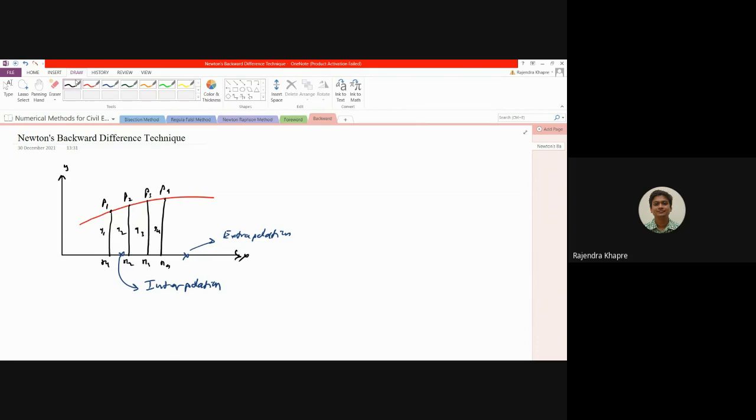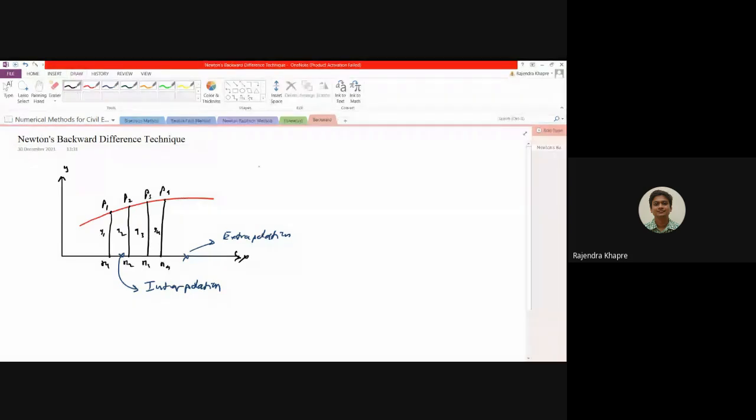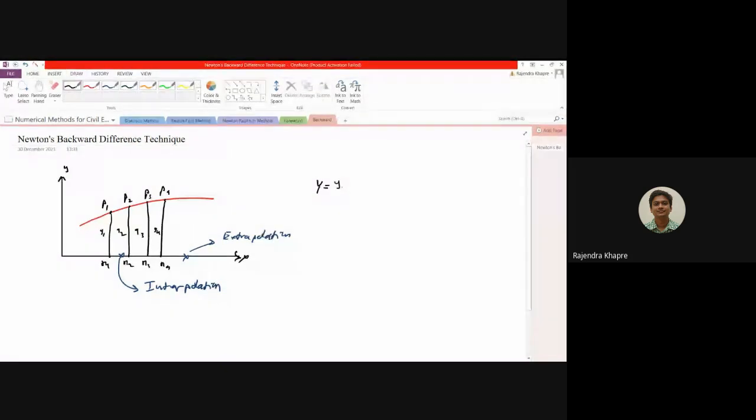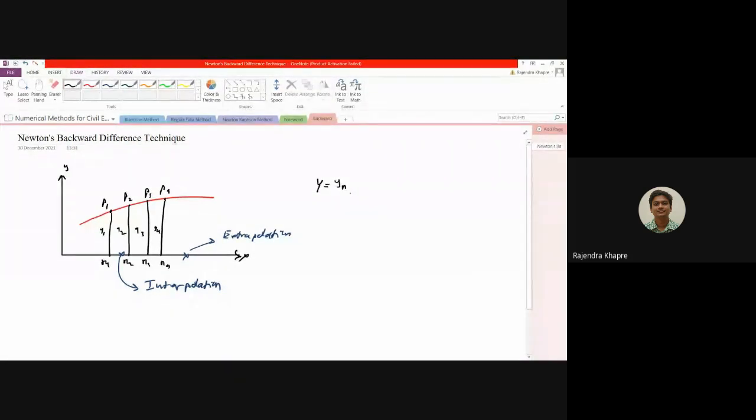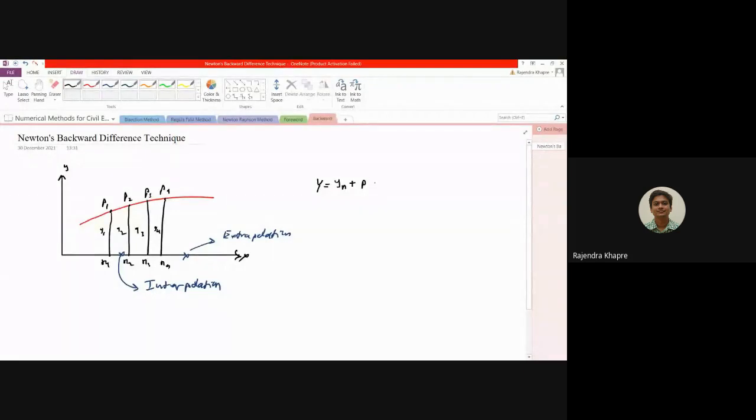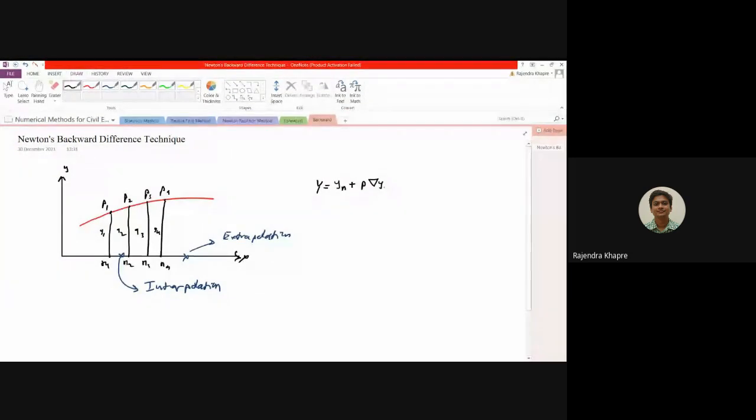The process of Newton's forward difference and backward difference is exactly the same. The only thing is there is a slight change in the equation. So I'm just going to write down the equation for you. So y can be calculated here. Initially, in the forward difference method, it was y0. Here it is yn, that is the last value. Then we have plus p times delta yn. Here we have a reverse delta. The symbol is exactly reversed because this is the backward difference method, and there should not be any confusion.